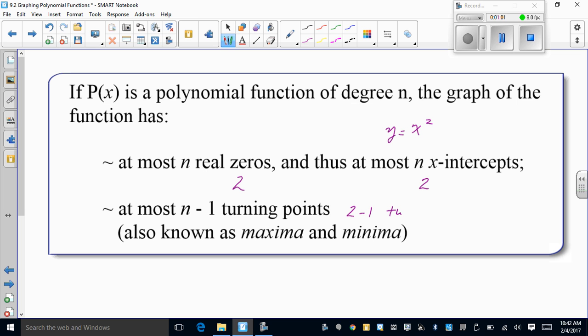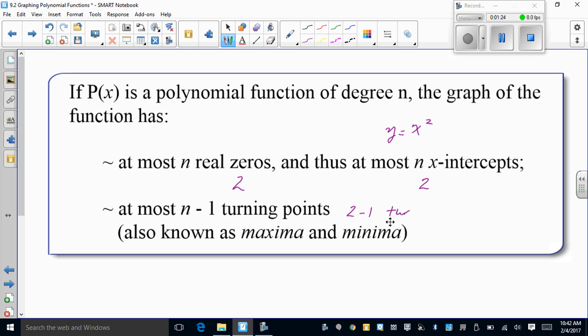or max or min. And just x squared alone has a minimum value. Now, this one is only going to have 1 real zero, and it's only going to have 1 x-intercept. You cannot have 1 real zero and 2 x-intercepts. That's not the way it works. And then on this one here, it's going to have the 1 turning point, guaranteed the 1 turning point.